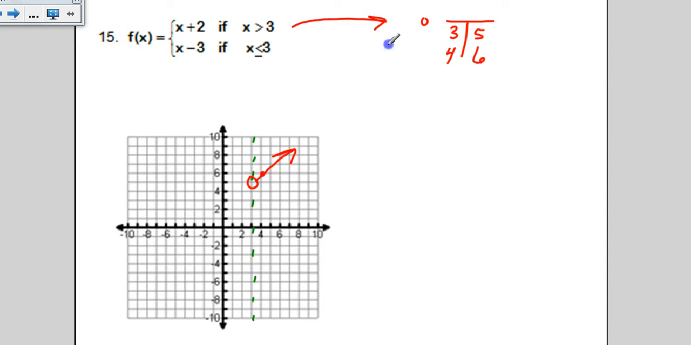The next function has a closed circle on the boundary line of 3. And when I plug in a 3, I get 3 minus 3, which is 0.